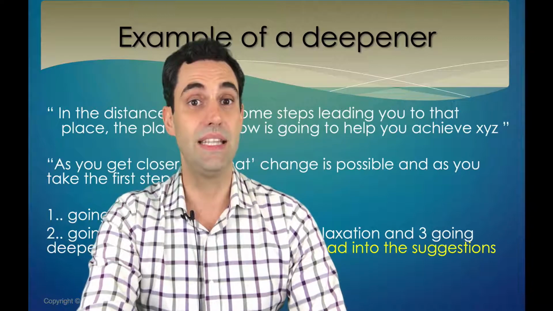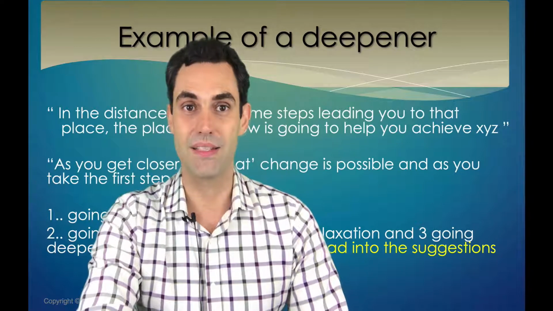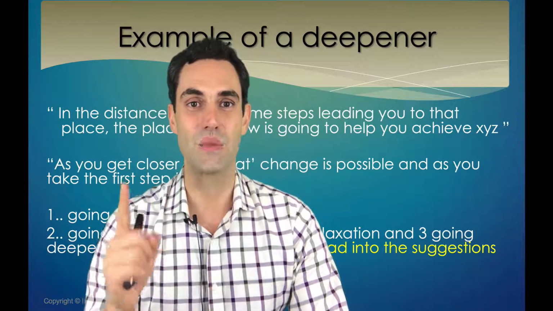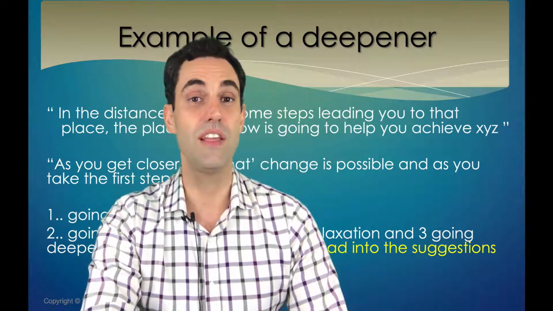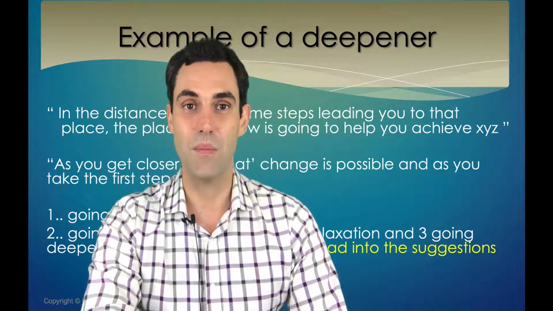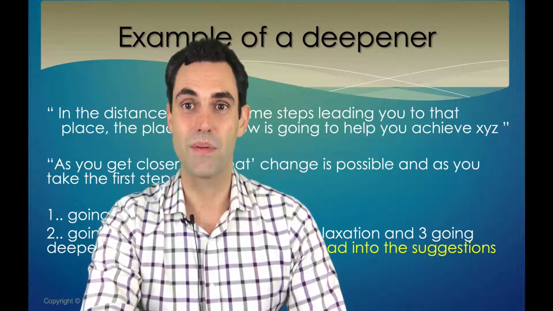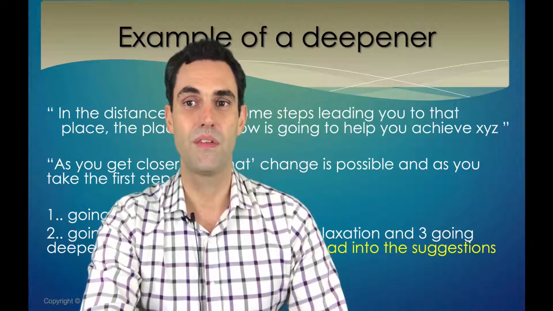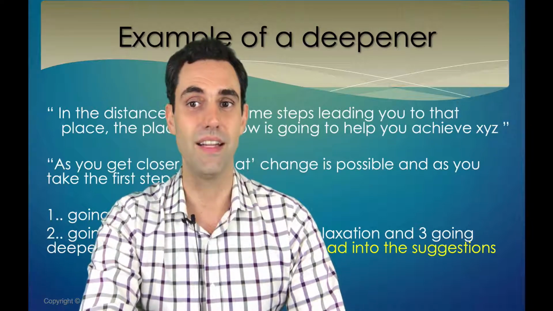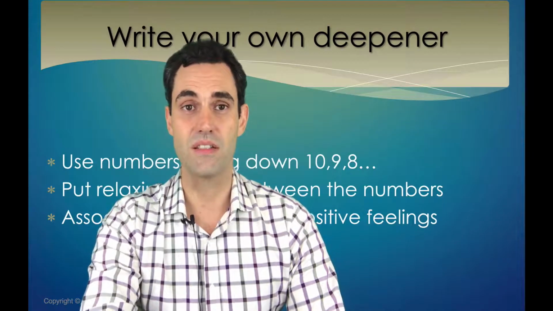An example of a deepener. In the distance, you can see steps leading you to that place, wherever that is. The place you know is going to help you achieve X, Y, Z. As you get closer, feel that change is possible. And as you take the first step, going deeper and deeper. And second step, going so deep, feeling waves of relaxation. And 3, going deeper and deeper. And you can say that until 10, leading into the suggestions.